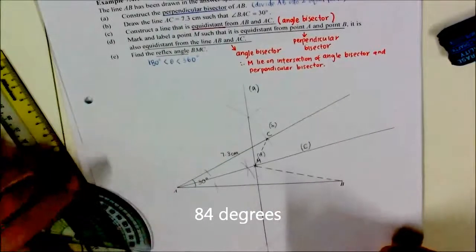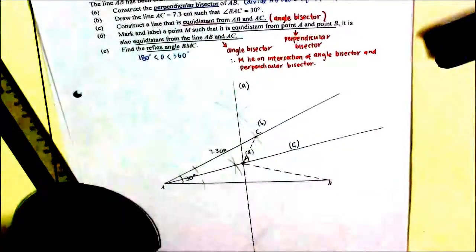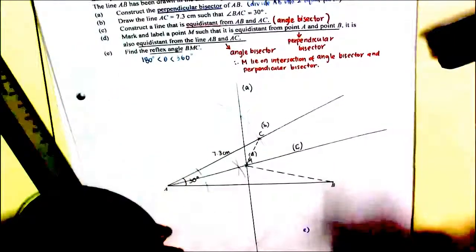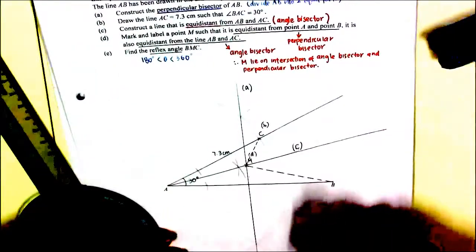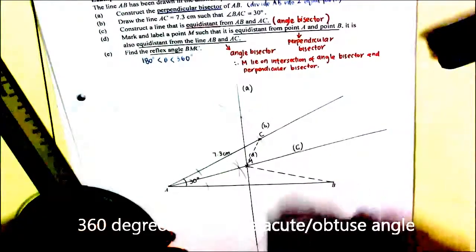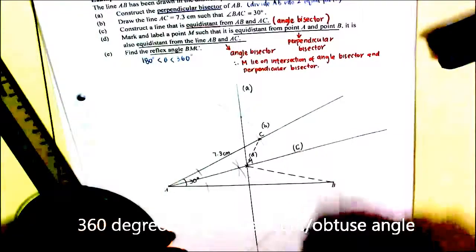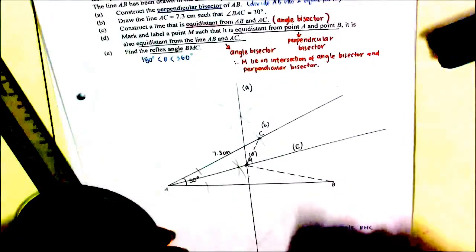But of course, that's not the answer we are looking for, because we're looking for the reflex angle BMC. So in order to find it, we can do a bit of calculation and we can write reflex angle BMC equals 360 degrees minus 84 degrees, and this will give us 276 degrees.